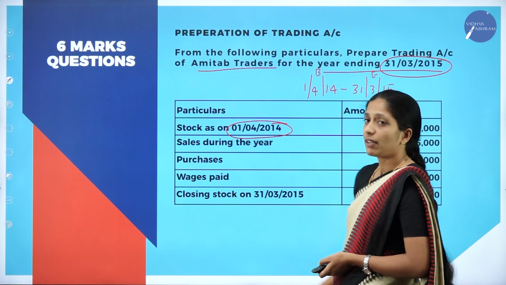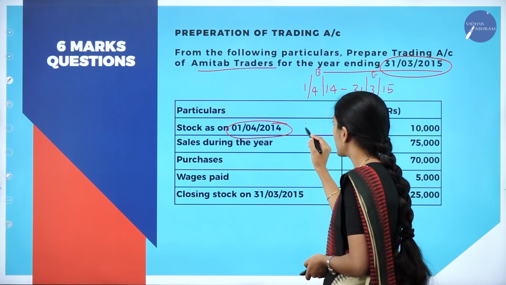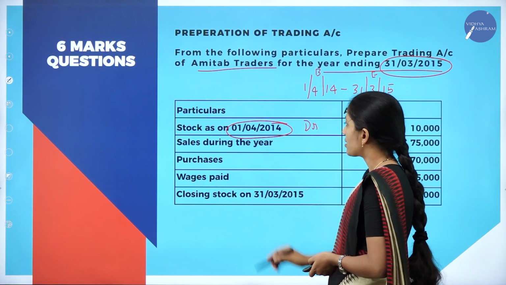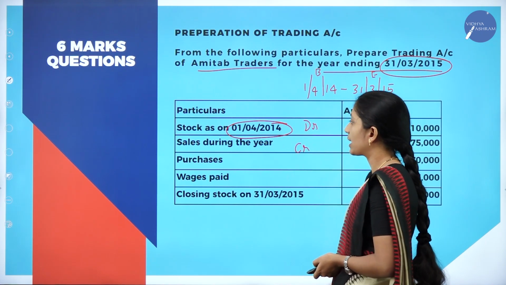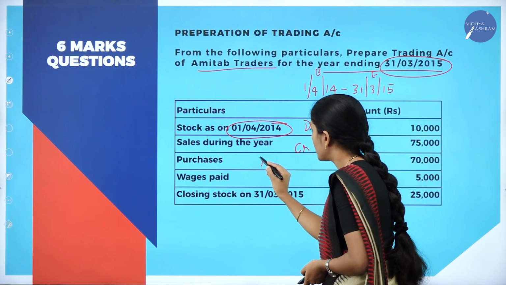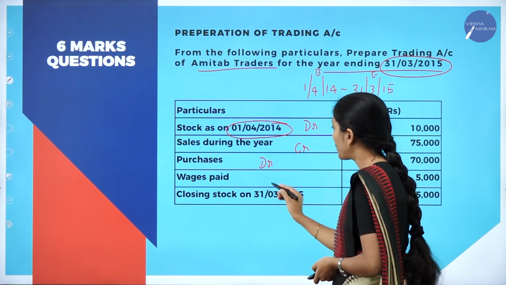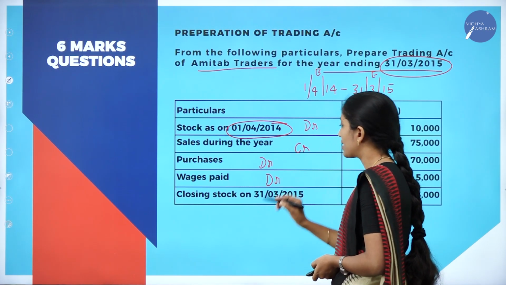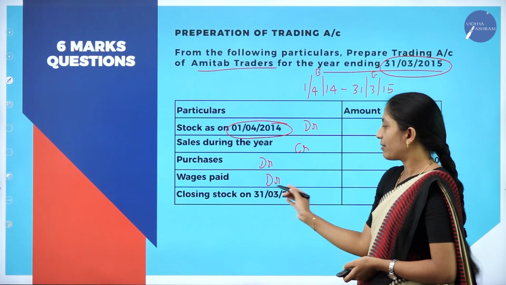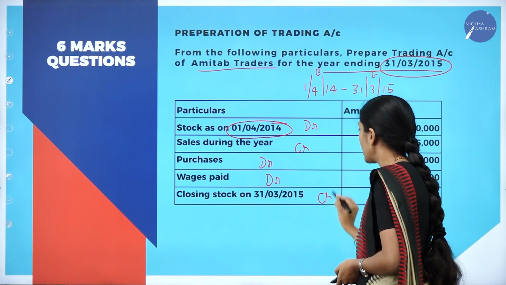Now here they have given opening stock. So it is on the debit side. Sales, we will record on the credit side. Purchases, debit side. Wages paid, it is a direct expense, debit side. Closing stock, they have directly given closing stock. It is on the credit side.